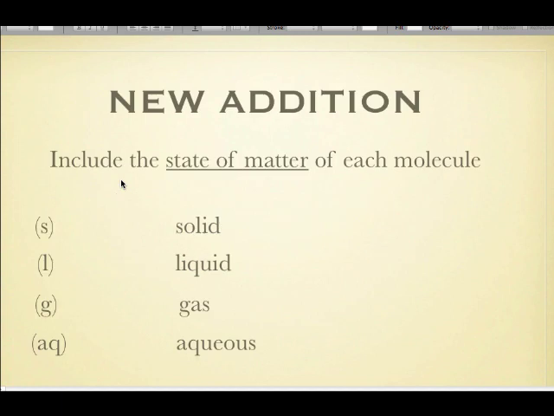The new addition is you have to include states of matter. This gives us a little bit of information as to whether or not they're solids, liquids, gases, or aqueous. The point of chemical equations in the first place is to be able to communicate from one chemist or one person to another, and adding these states of matter is one way to help us communicate how this reaction actually works. Are they mixing solids together or liquids? I just don't know unless you put the states of matter.